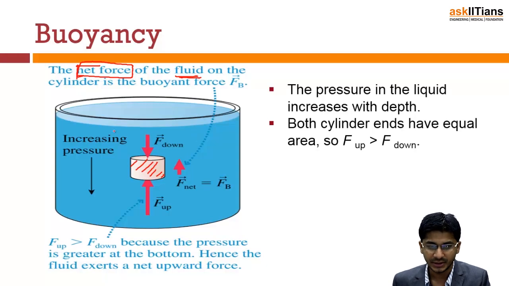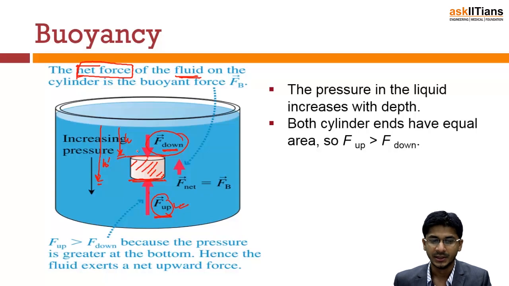As we know, the pressure increases with depth. Suppose this depth is H, and the lower portion of this cylinder is H dash. The pressure at H will be smaller than the pressure at H dash because the pressure increases with depth. If they both have the same cross-sectional area, the force acting at the top, F down, will be smaller than F up, acting at the bottom, because the pressure here is greater, which implies the force is also greater at this point. Since the force at the bottom is greater than the force at the top, there is a net upward force acting.